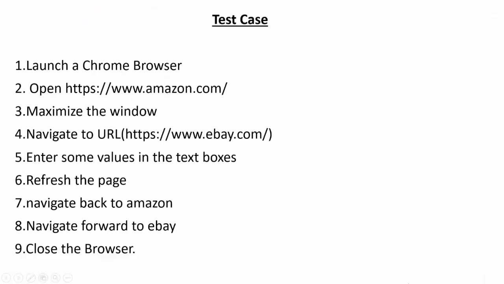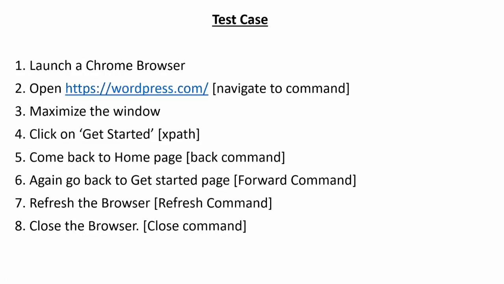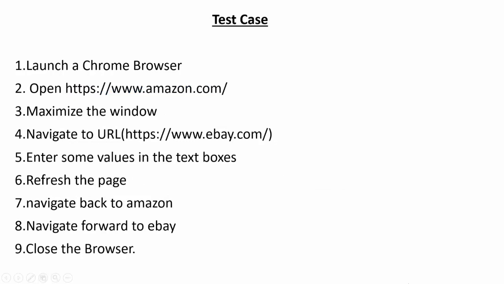So moving on to the test case. Today we are going to implement two test cases. This is the first one and this is the second one. The first one says that first we have to launch the Chrome browser. Then we have to open the Amazon website, maximize the window, and then navigate to the eBay website through the driver.navigate.to command. Then we have to enter some value in the search box. We will refresh the page. We will navigate back. Then we will navigate forward and then we will close the browser. This is the first test case that we will implement today.